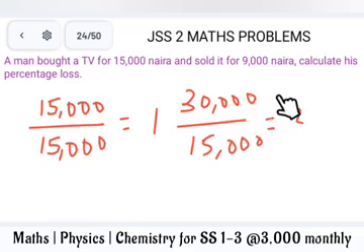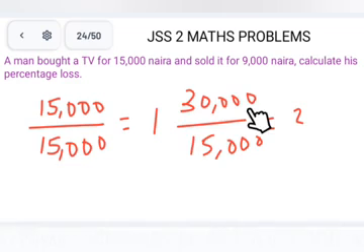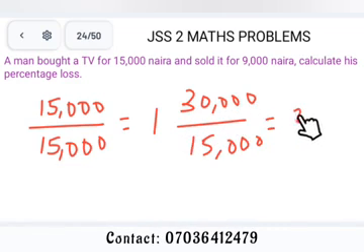Now look at this one. Now he buys the TV for 15,000 naira and he sells the TV for 30,000 naira. You can see when we do the comparison using division sign or ratio, we have 2 as our answer. That tells us that the numerator and denominator are not the same, because if they are the same, there is no way we have 2 here. Do you understand? So what does this mean?